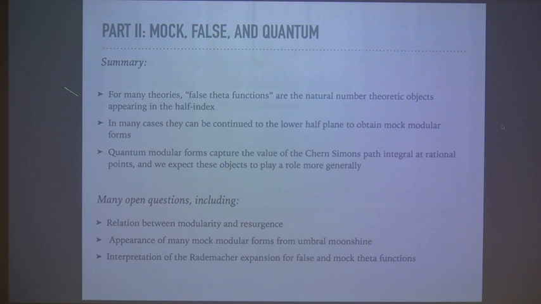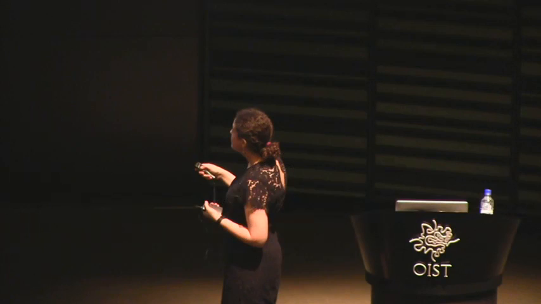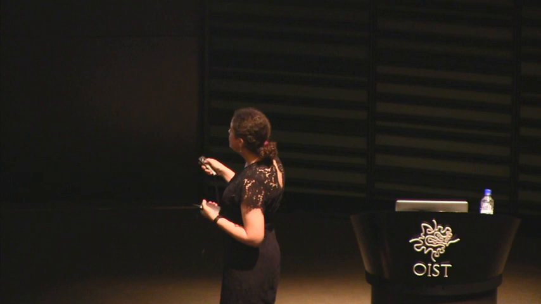So for the second part of my talk, the point is basically that for many 3D theories, false theta functions are natural number theoretic objects which appear in this so-called half index for a special kind of manifolds. And in many cases, these false theta functions can be continued to the lower half plane to obtain Mach modular forms. And finally, quantum modular forms, which are only defined on rational points, capture the value of the Chern-Simons path integral for particular values of the coupling. And we expect that these objects will play a role more generally.